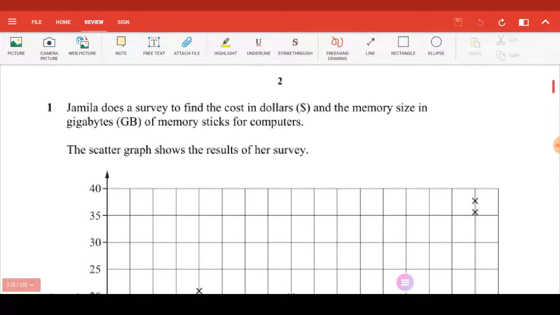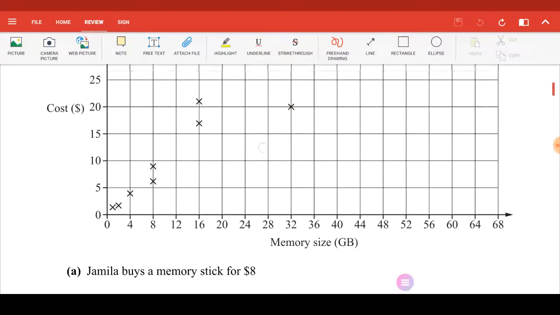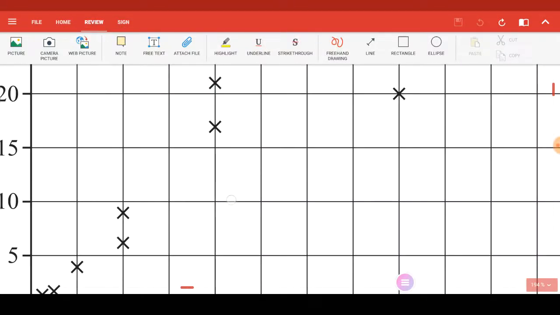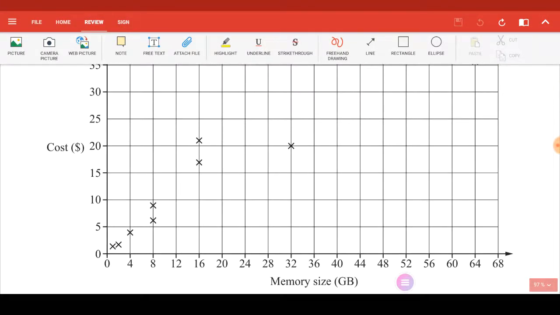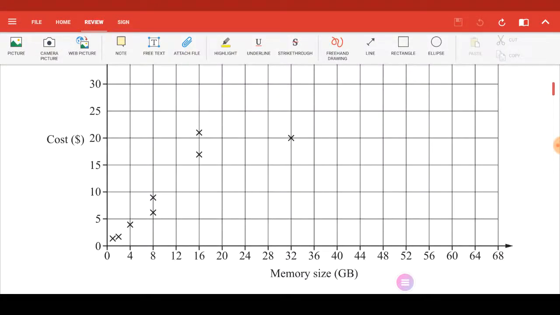The first question: Demila does a survey to find the cost in dollars and the memory size in gigabytes of memory sticks for computers. The scatter graph shows the results of her survey. As you see, she has asked 1, 2, 3, 4, 5, 6, 7, 8. She has asked eight participants in her survey, and she has labeled the results.